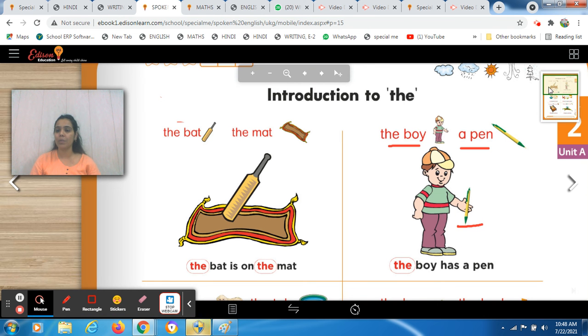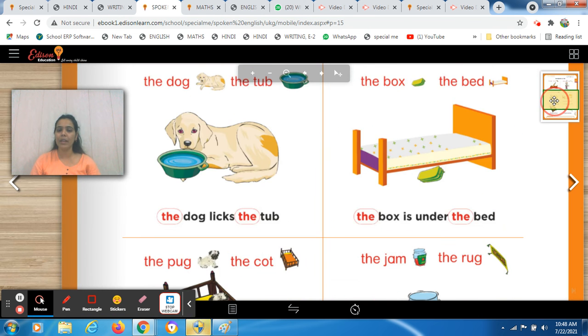Okay. The next we will see. Yes, over here. So the dog, the tub. There are two words given to you. The dog, the tub. So see this picture. The dog licks the tub. What is the dog doing? It is licking the tub with its tongue. The dog licks the tub.